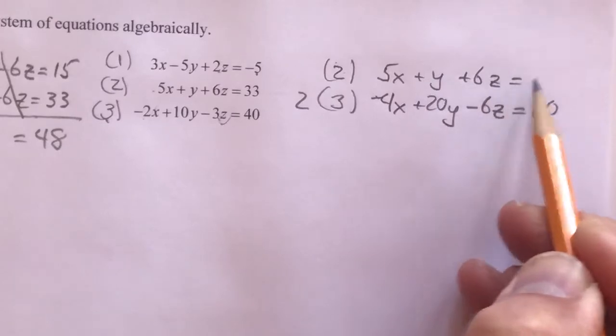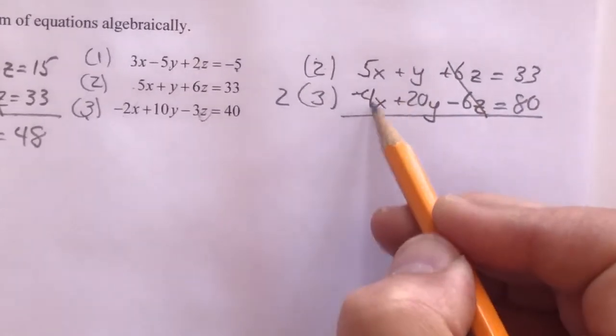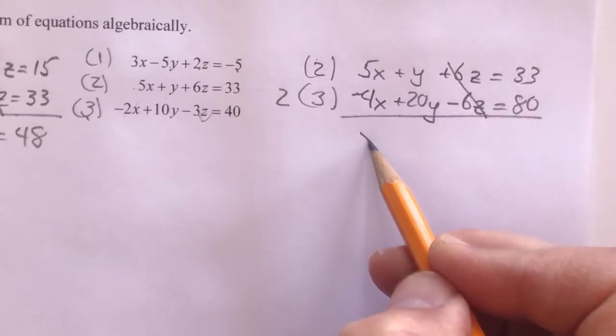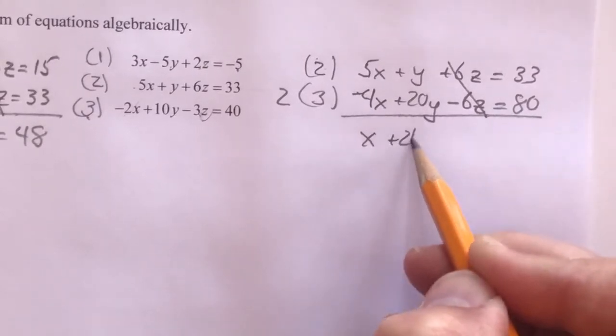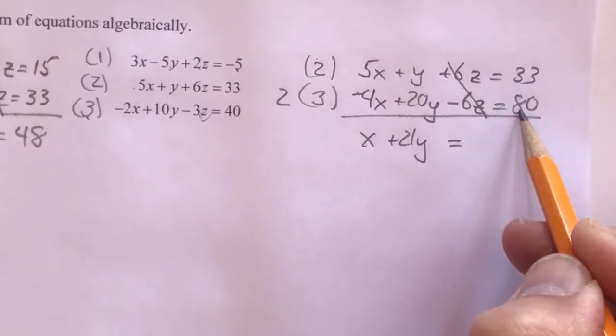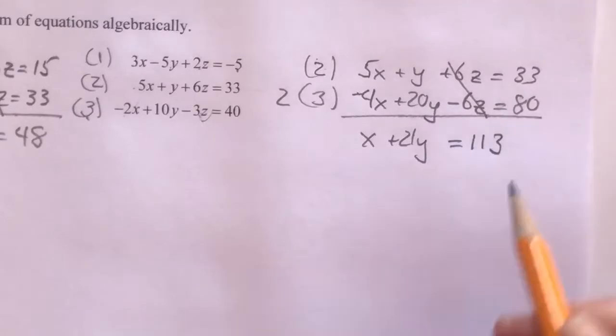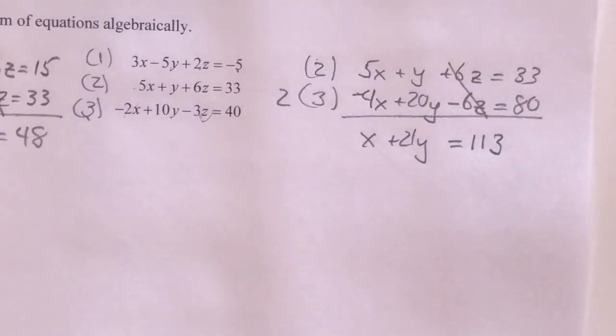And again, what's happening? I'm getting rid of the z a second time. So I'm going to end up with just 1x plus 21y equal to 113. All right.